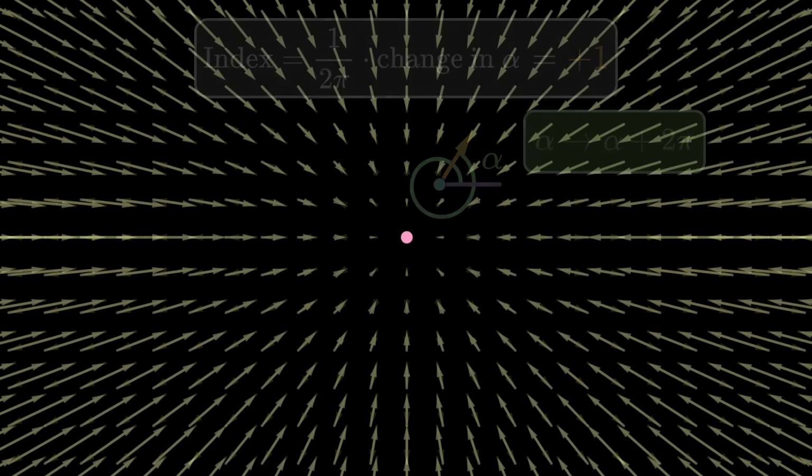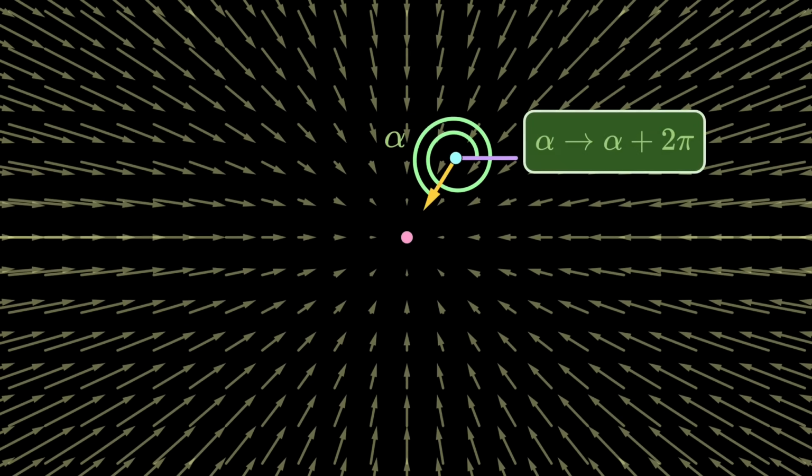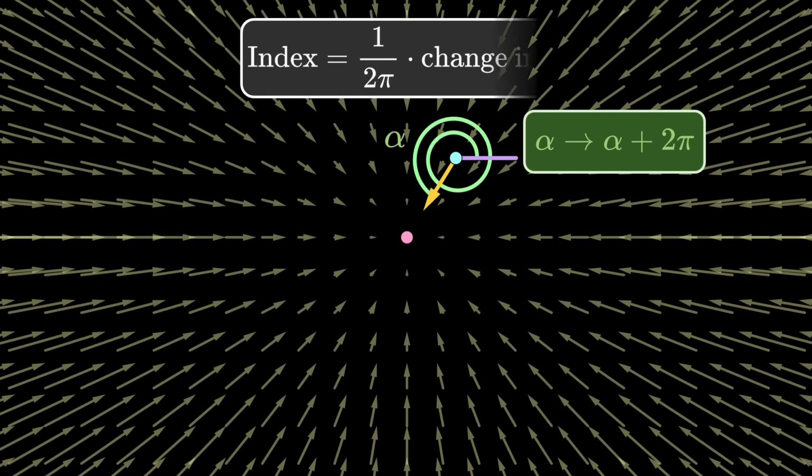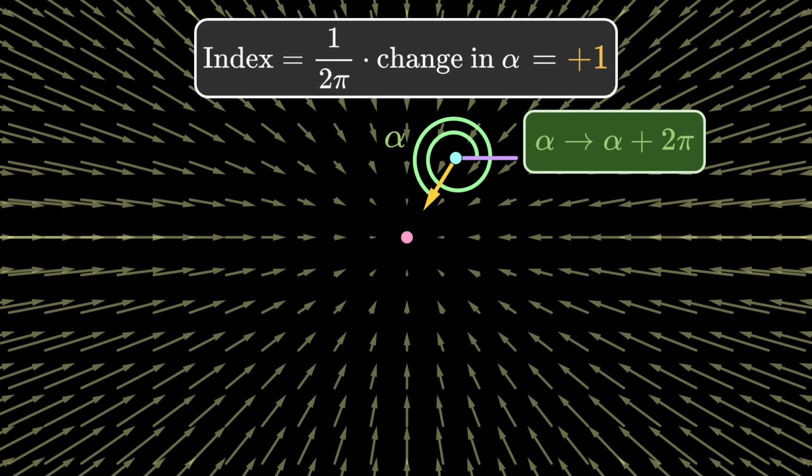We can repeat the analysis for a sink. First, we pick a random point around the zero, then figure out the vector attached to this point and the angle alpha it makes with the positive x direction. This time, the angle keeps increasing when we go around the zero and has increased by a full turn, 2 pi, similar to the previous case. Therefore, the index as defined by the change in alpha divided by 2 pi is still plus 1 for a sink.